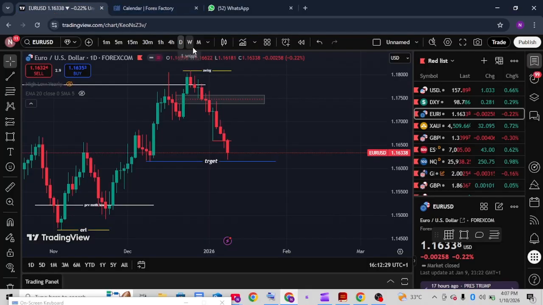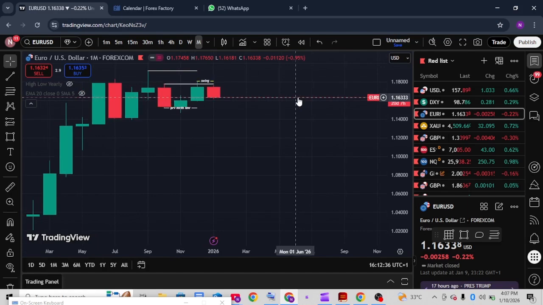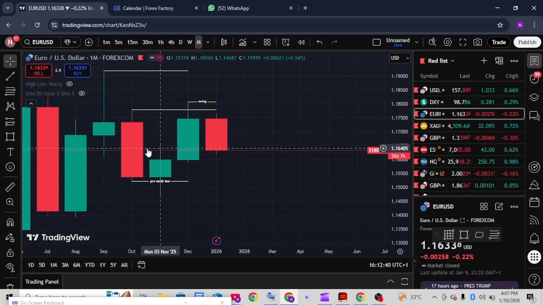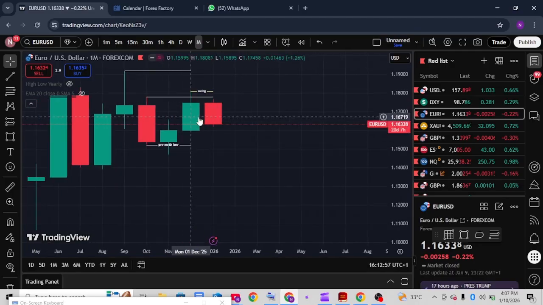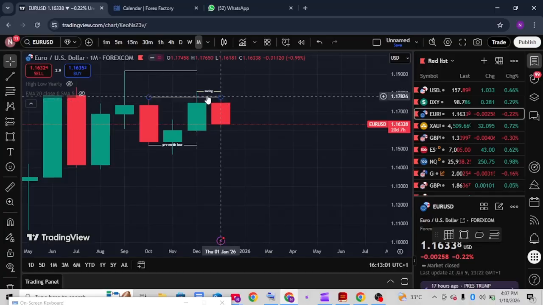So I'm going to start from the monthly. Now looking at the monthly, please just bear with me. Price took out the low of October, which is, that's November, and rejected into it. The price has gone to take the previous month high. I'm anticipating price to come to this level, but let's just stay within the week for a while.